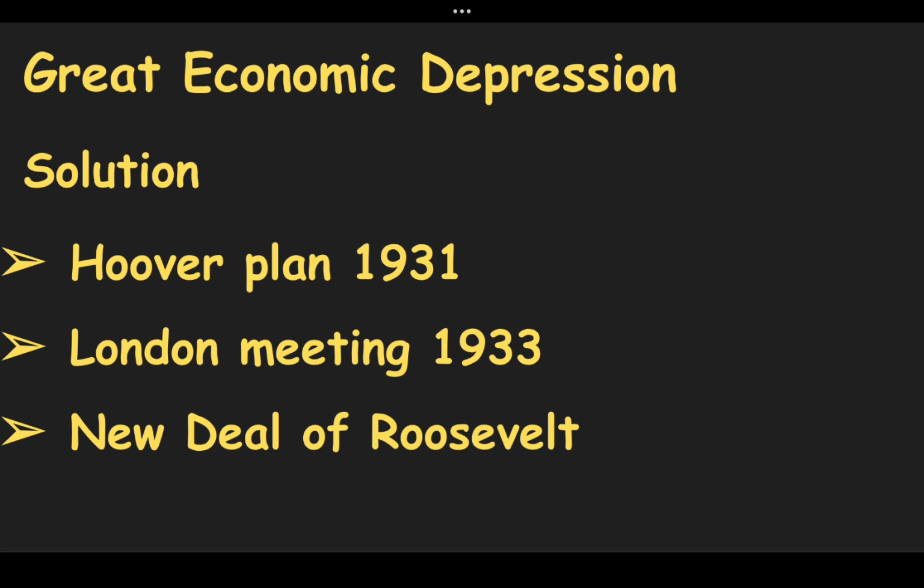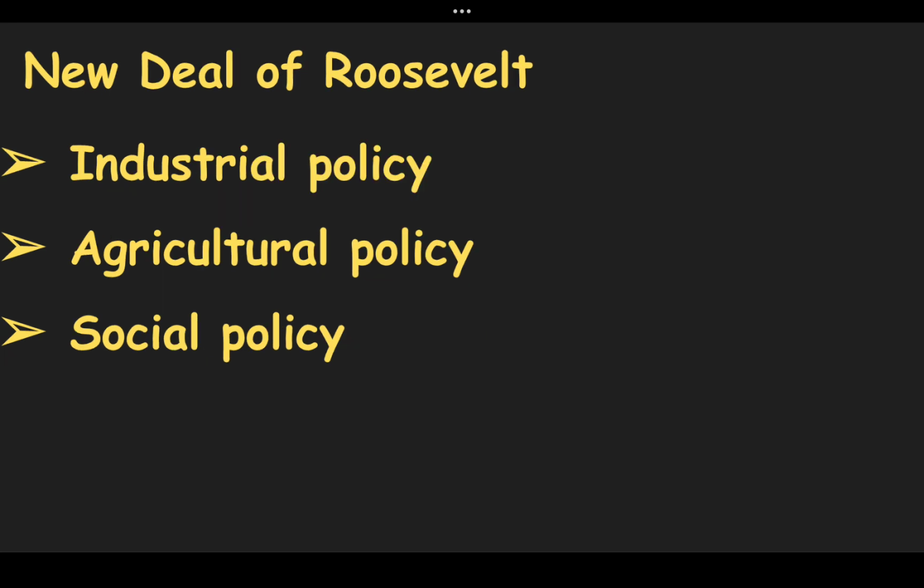There were various policies of the New Deal program. First is the industrial policy, an act called the National Industrial Revival Act. Second is the agricultural policy, also known as the Agricultural Adjustment Act, and the third one is the social policy, the Social Resurgence Act. I'm going to discuss the industrial policy first.